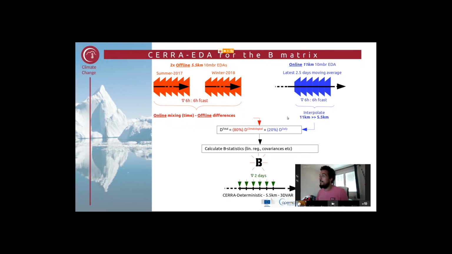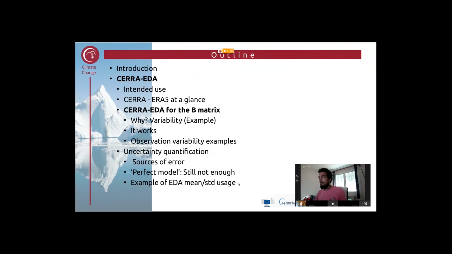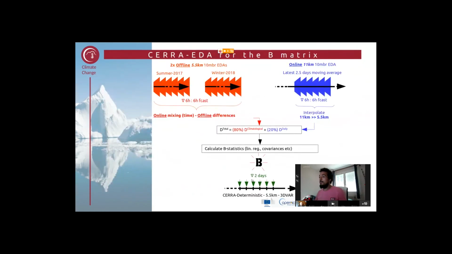And we interpolate these 11 kilometers to 5.5. So then you calculate the B statistics, you get your B, and down here, you then insert the B matrix into the deterministic run every 2 days. So that's the way we do it for CERRA.